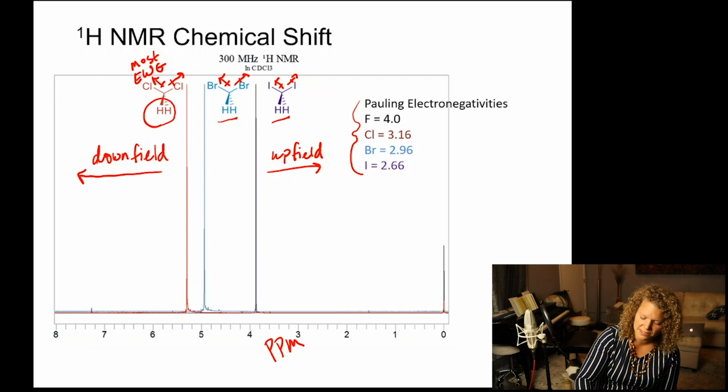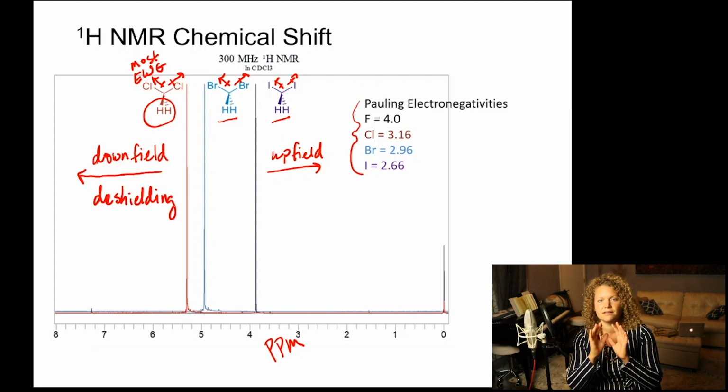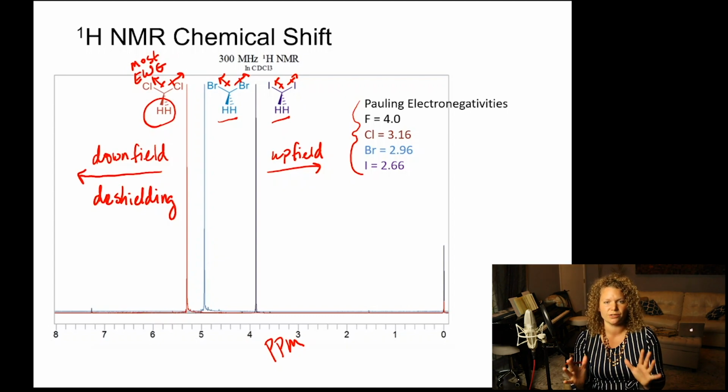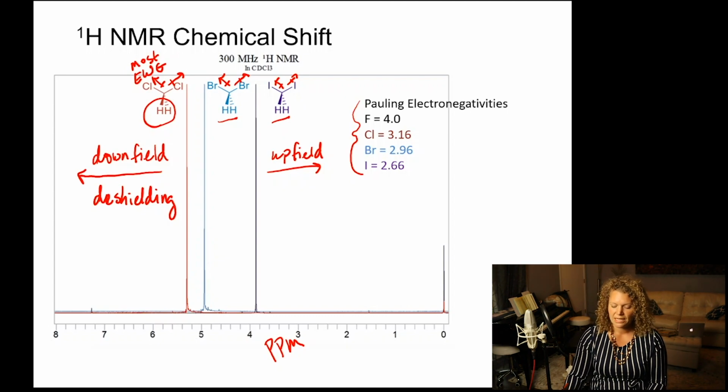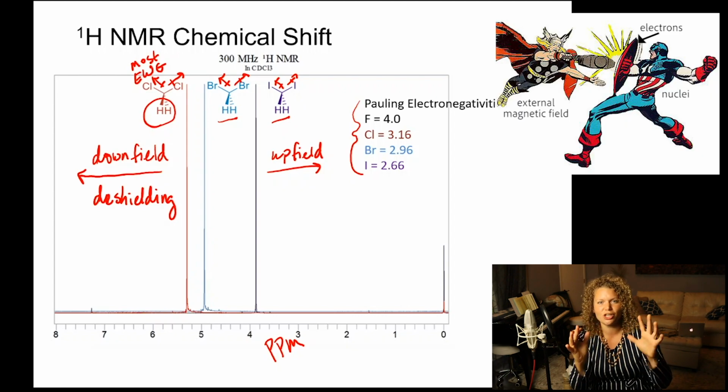And so in this case, what happens is we call this de-shielding. These hydrogens are de-shielded, is what we like to call it. What I like to do is think about electrons around a nucleus as a shield against the external magnetic field that we're applying.